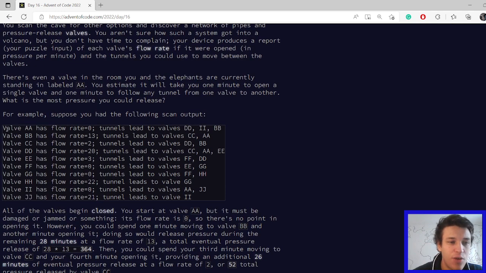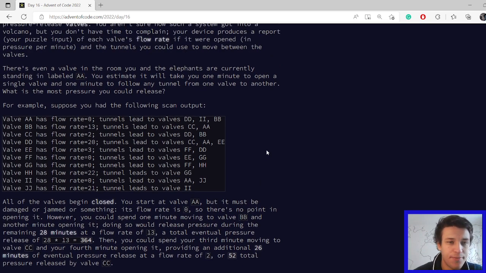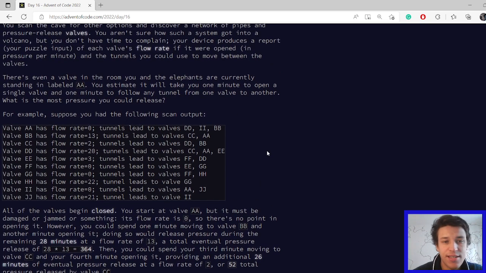We are given a graph of valves, and each valve is connected to a few other valves by tunnels. Also, each valve has a flow rate, and the flow rate tells us, if we open the corresponding valve, how much pressure will be released per minute. We want to go from one valve to another and open a few valves, and then we want to release as much pressure as possible in 30 minutes. Going through one tunnel takes us 1 minute, and opening one valve will also take us 1 minute.